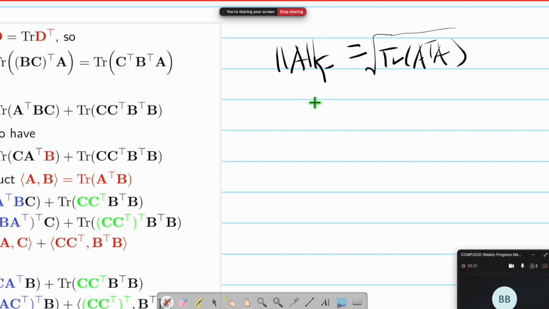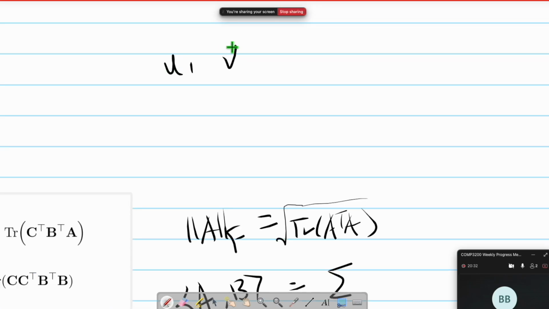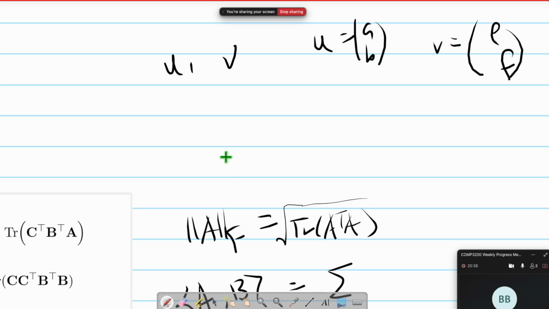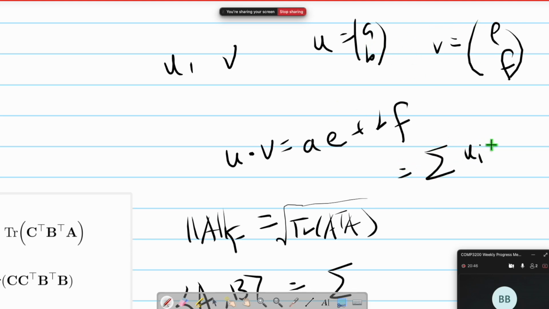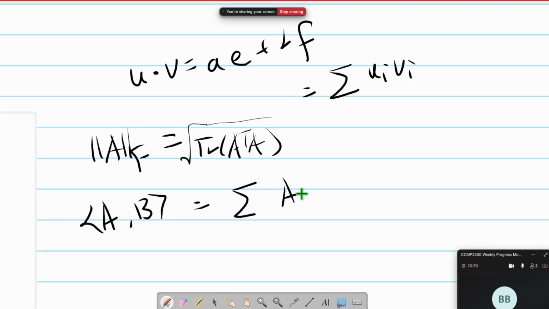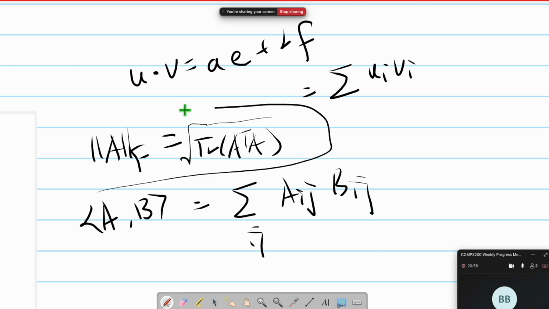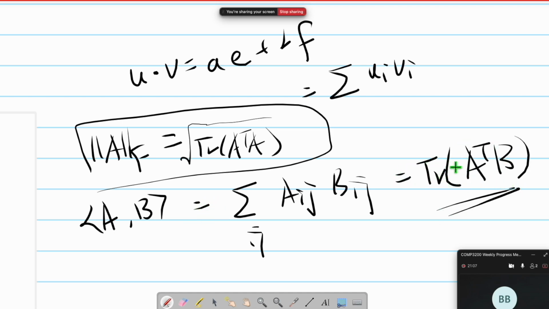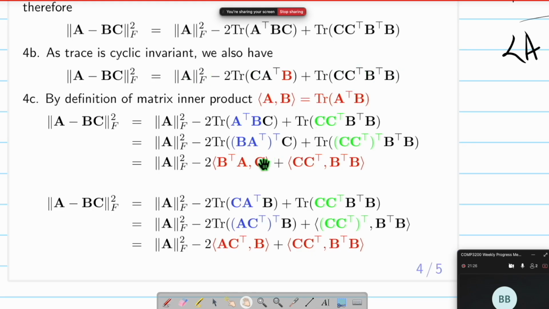Now I'm going to tell you about the inner product. If I have a vector U and V, so U is like (a, b), V is like (e, f), then U dot V is what? ae plus bf. So this is the same as the summation of U_i V_i, right? Then what about a matrix? A_ij, B_ij. The Frobenius norm is like this. Now, the inner product between matrices will be the same thing. So the trace of A transpose B is the inner product between matrices A and B. Therefore, rewrite this thing into inner products.